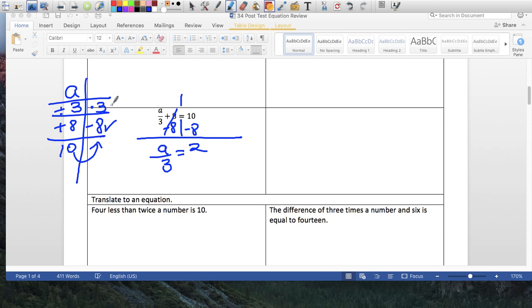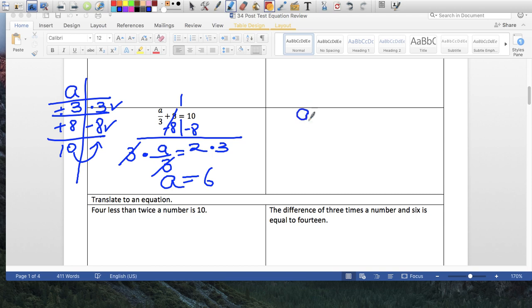Now we're going to do times. So this is done. So now we're going to do times 3 on both sides. So times 3 on this side. This 3 and this 3 will cross out, becoming 1. And I have A left over, the letter A. And then 2 times 3 is 6.